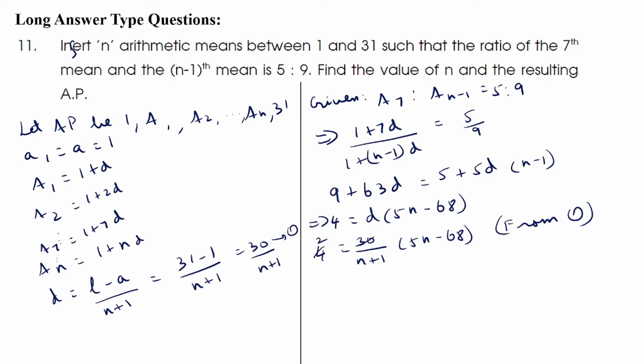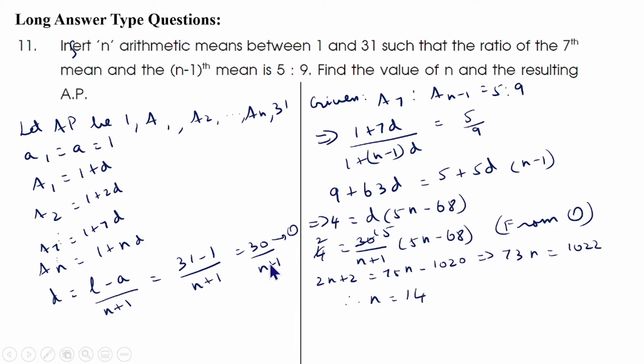So let us simplify and we can find n very easily now. So 2n plus 2 is equal to 75n minus 1020. So we get 73n equal to 1022. Therefore, n is equal to 1022 upon 73, which is 14. So we needed to find the value of n, and we got the value of n as 14.